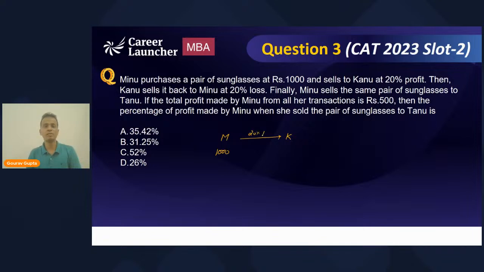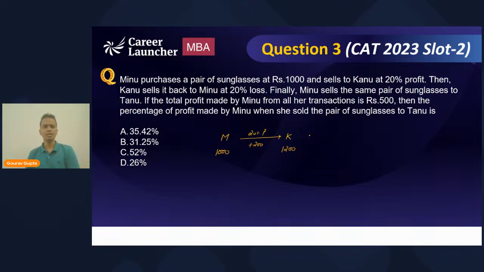So what will be the price at which Kanu will buy these sunglasses? Come on. Minu bought it for 1,000 rupees and sold it at a profit of 20 percent. So 20 percent of 1000 is 200 rupees. So with a profit of 200 rupees she sold it to Kanu. Minu sold it for 1200 rupees and she has got a profit of 200.